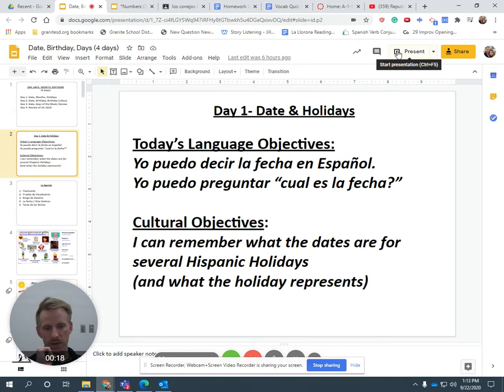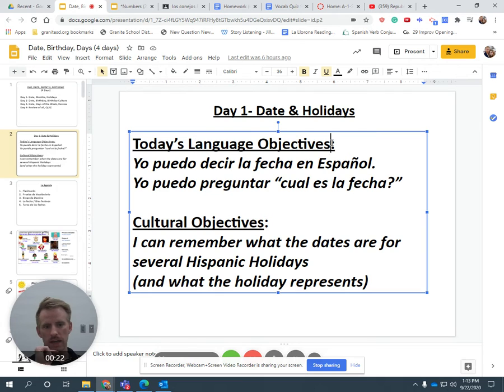El objetivo de hoy, aquí está el objetivo. Yo puedo decir la fecha en español. Clase, la fecha significa, it means, la fecha significa the date. Y yo puedo preguntar cuál es la fecha. I can ask for and say the date en español.